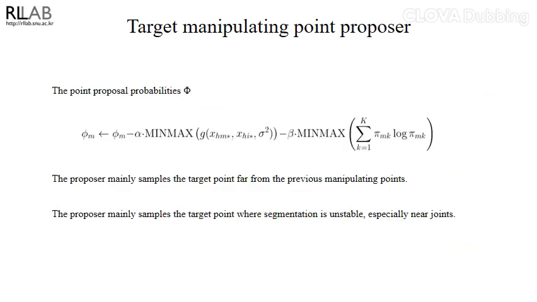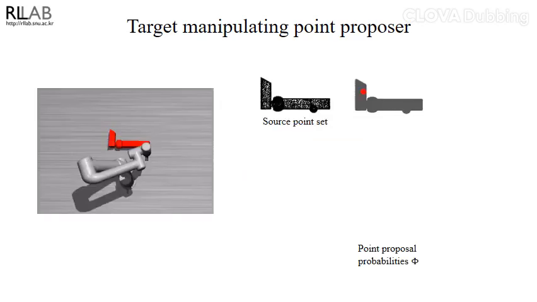The proposer introduces m-dimensional probabilities phi and chooses the target manipulating point over the probabilities phi. This term makes the proposer sample the target point far from the previous manipulating points. This term makes the proposer sample the target point where segmentation is unstable, especially near joints. At the initial state, where no target point set is given, all values of phi are initialized to the same value to uniformly sample the target manipulating point.